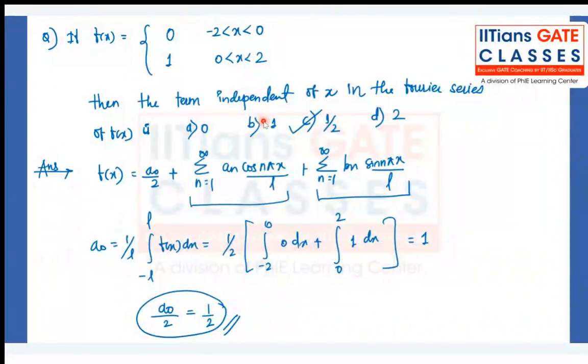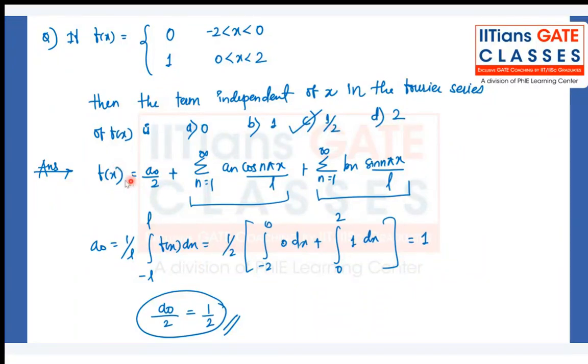Coming towards the next question. So we have one function f of x, on minus 2 to 2, but we don't have the same function throughout. The value of the function is 0 from minus 2 to 0, and from 0 to 2, the value is 1. Then the term independent of x in the Fourier series of f of x is, options are given: 0, 1, 1 by 2, and 2.